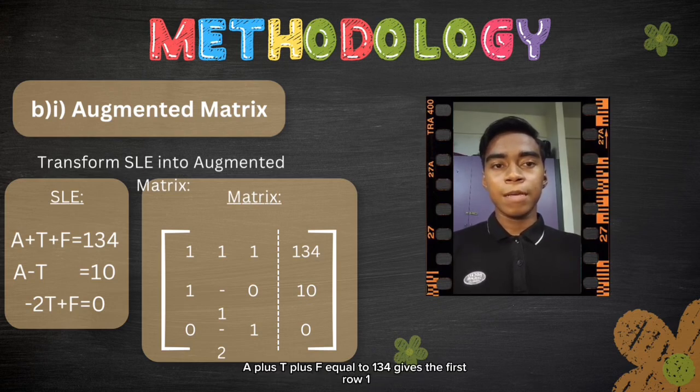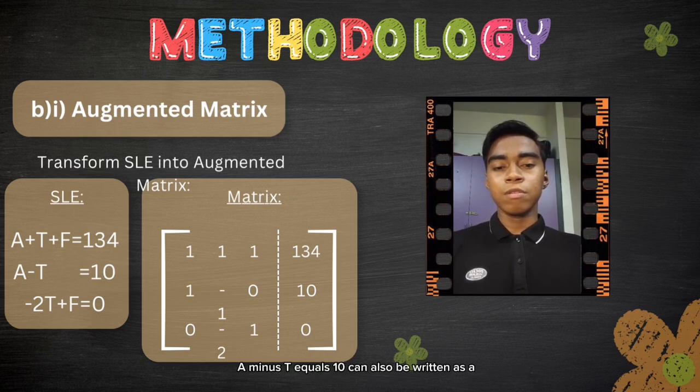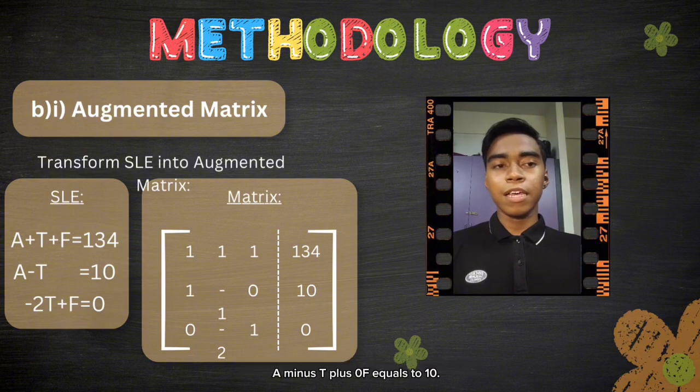The first equation, A plus T plus F equal to 134, gives the first row 1, 1, 1, and 134. The second equation, A minus T equals 10, can also be written as A minus T plus 0F equals 10. This gives the second row 1, negative 1, 0 and 10.